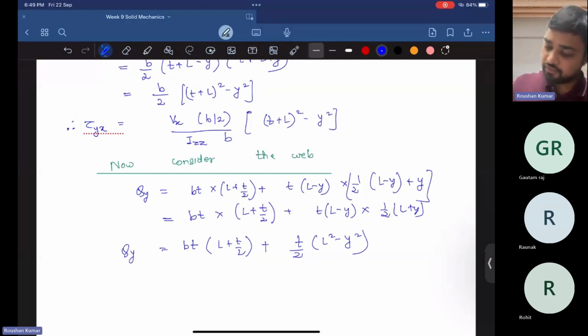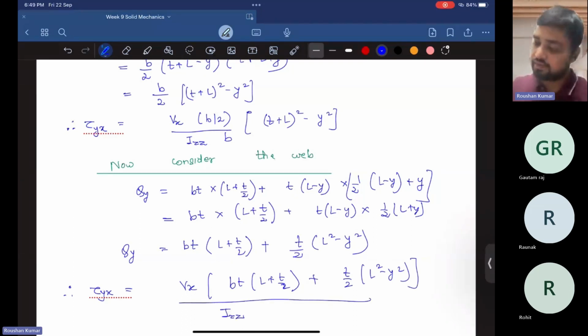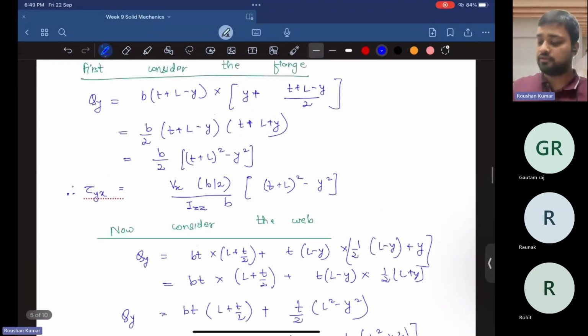So shear stress due to web is given by Vx times Qy, that is B t (l plus t by 2) plus t by 2 into (l square minus y square), upon Iz into width. So here width is given by the width of the web, t. So this is the shear stress distribution on the web. So this is all about question number one.